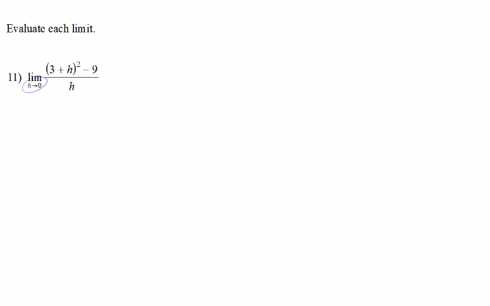yeah, if we plug in 0, we get a 0 in the denominator, right? And on top, if we plug in 0 here, we get 3 squared minus 9, which is 9 minus 9, so that's zeros, right? So we have a 0 over 0 situation. So this is something we should be able to algebraically manipulate.